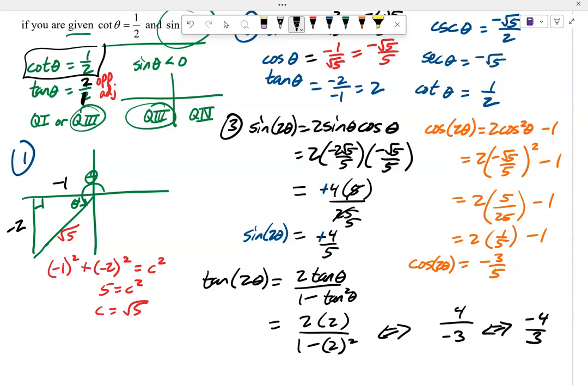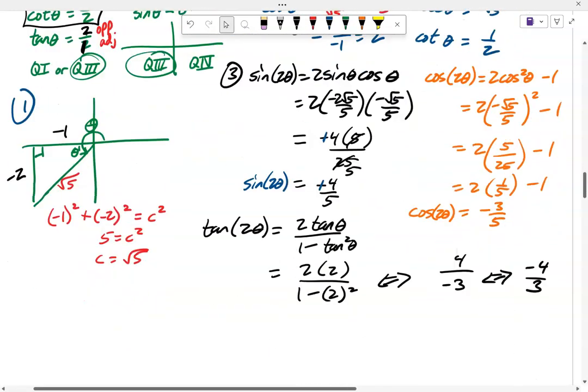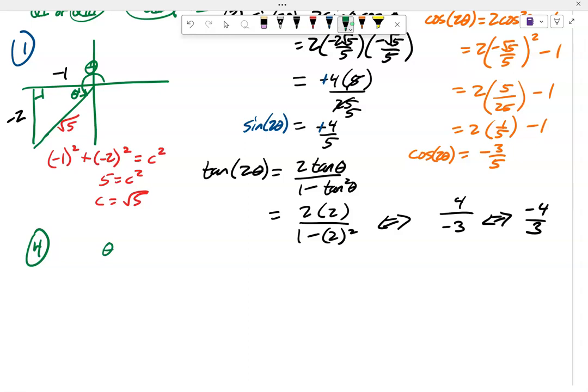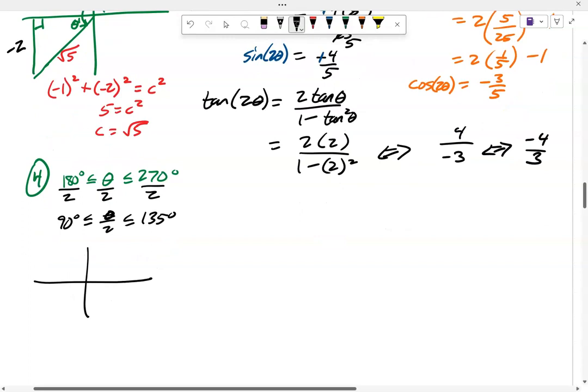Okay. And then the last part on this is the half angle. Half angle. So step number 4. Where is theta over 2, first of all? Well, we know theta is in quadrant 3. So I'm less than or equal to 270, but I'm greater than or equal to 180. And so where is theta over 2? I'm less than or equal to 135, but I'm greater than or equal to 90. So I'm bigger than 90, but less than 135. I'm somewhere in quadrant 2.